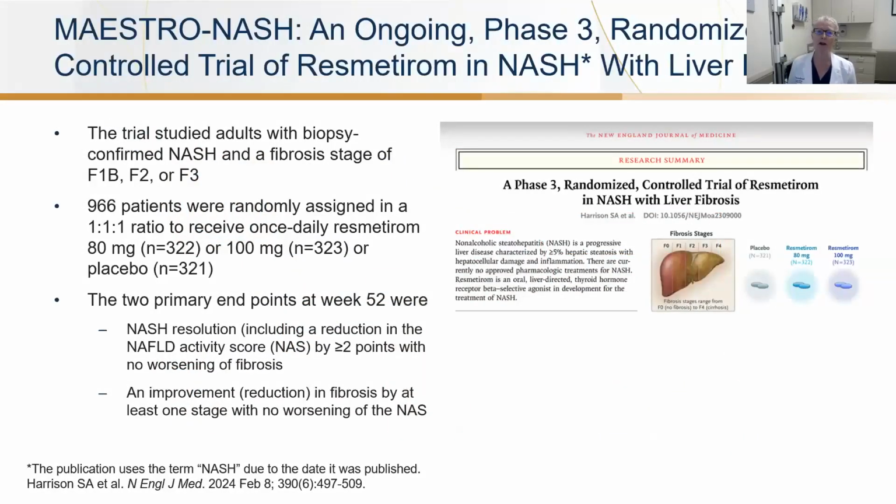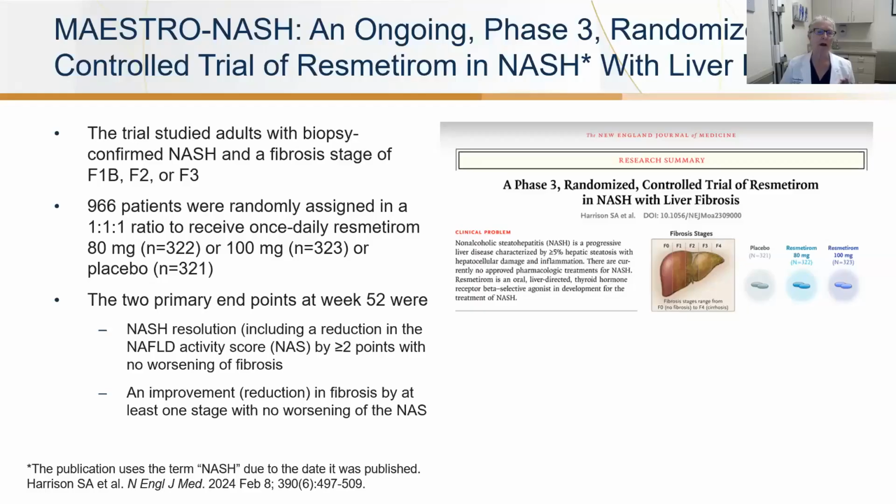So one of the trials, the MAESTRO-NASH trial, is an ongoing phase 3 randomized controlled trial with resmetirom in MASH, NASH, and liver fibrosis. What they did is they studied patients with biopsy-confirmed NASH and a fibrosis stage of F1 to F3. The two primary endpoints, I think this is the most important part of the study, were at the end of week 52.